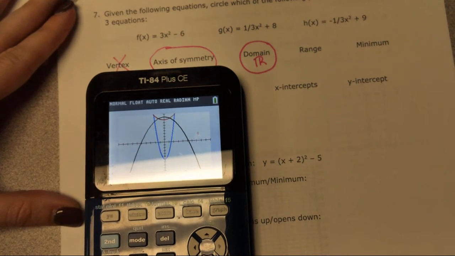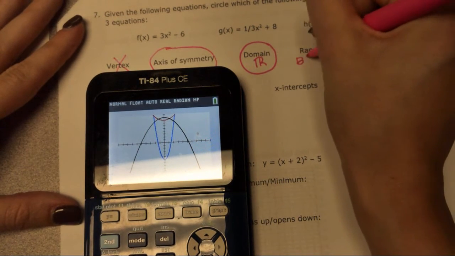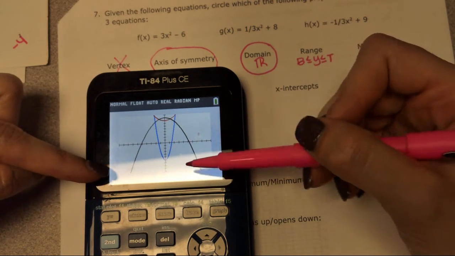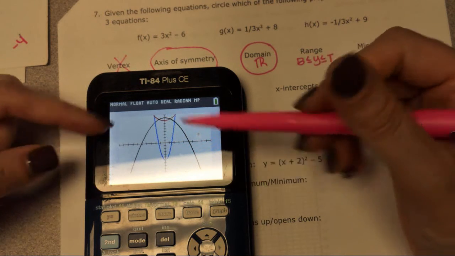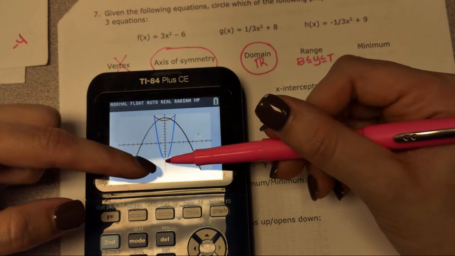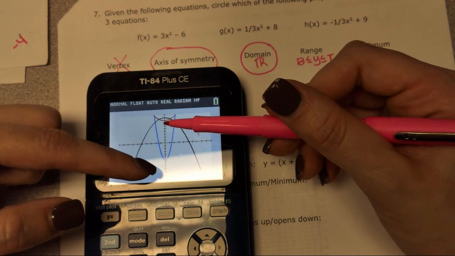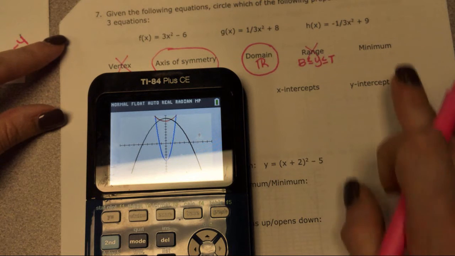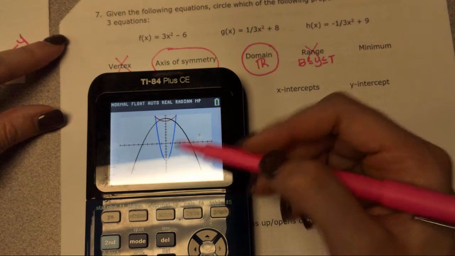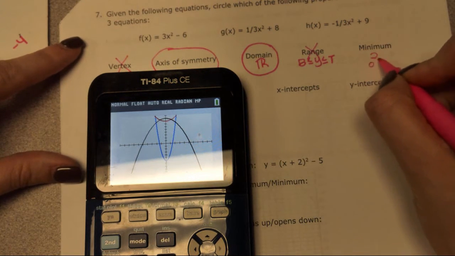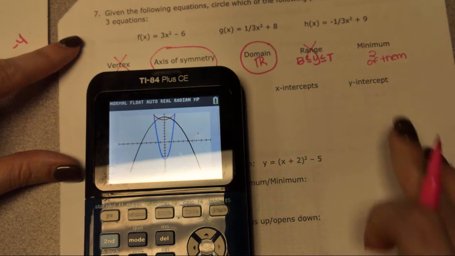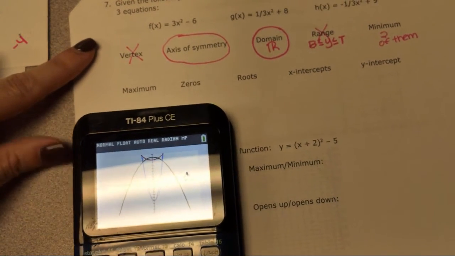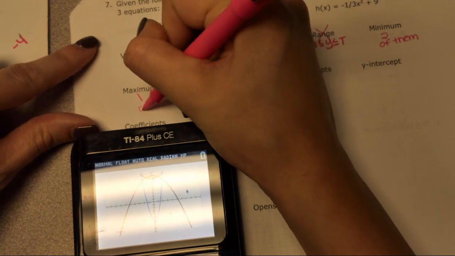Range is talking y values, which is bottom to top. For this black graph right here, we don't know where the bottom's at. But for the blue graph, we know where the bottom's at, and it's a different place than the red one. So the range cannot be the same for all of those. Minimum: the red and the blue have a minimum, so 2 of them do, but not all of them are the same. One of them, this black graph, has a maximum.